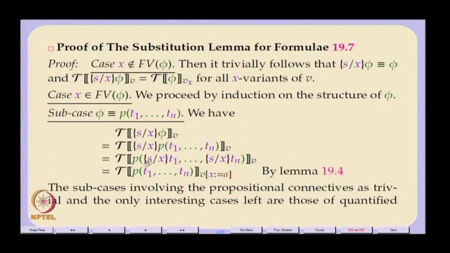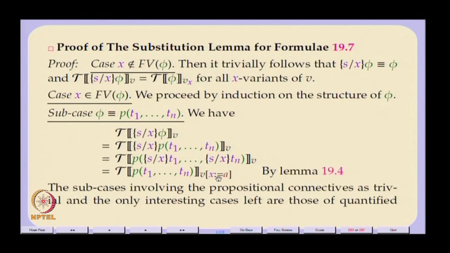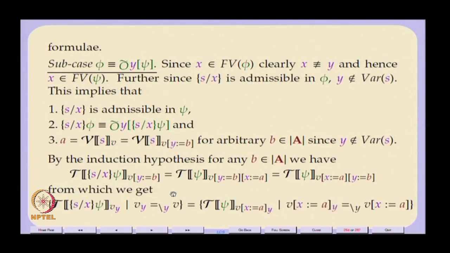Here in the case of the atomic predicate, you push the substitution down and then use the induction hypothesis. I am sorry, you use the coincidence lemma, because you come down to the terms. You use the coincidence lemma essentially to make this claim, and the subcases involving the propositional connectives are just tedious. The only interesting cases are quantified formulae, and here again we will not consider the two quantifiers separately, we will consider them together.